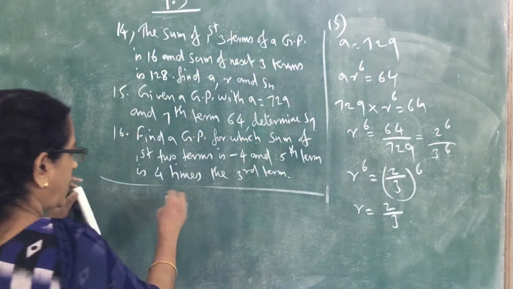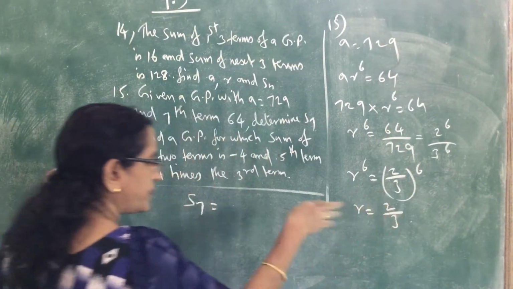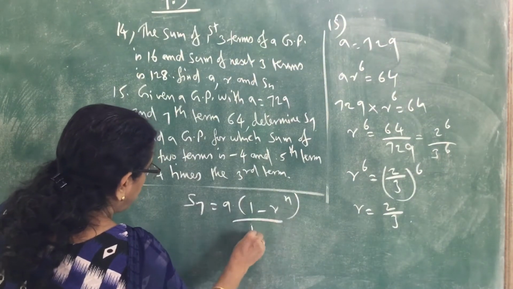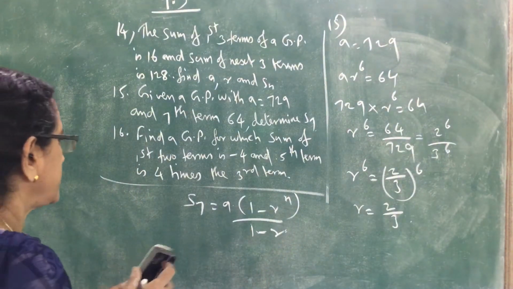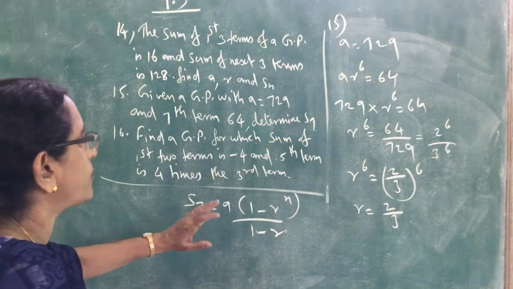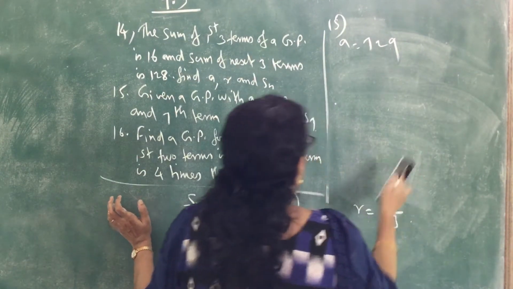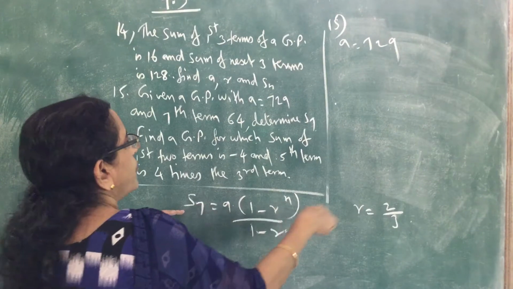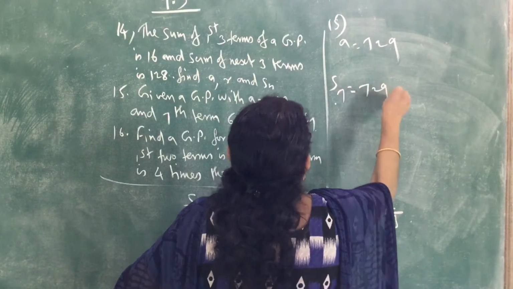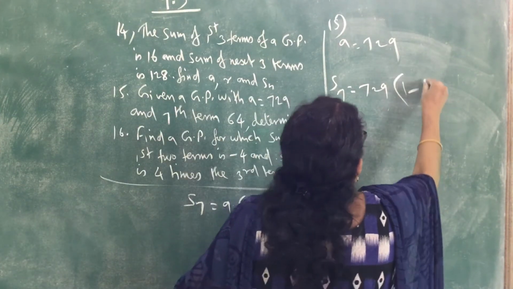We can apply the formula. So S7 equal to, here the common ratio is less than 1, so we can use the other formula: A into 1 minus r raised to n by 1 minus r. So A is 729, r is 2 by 3. Substituting in this formula, S7 equal to 729 into 1 minus 2 by 3 whole raised to n.